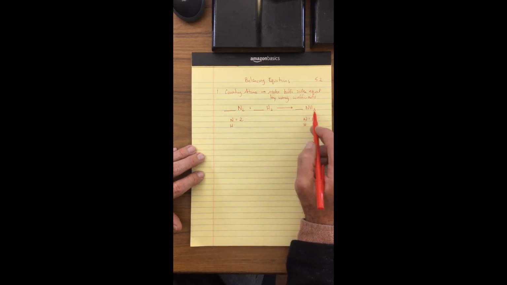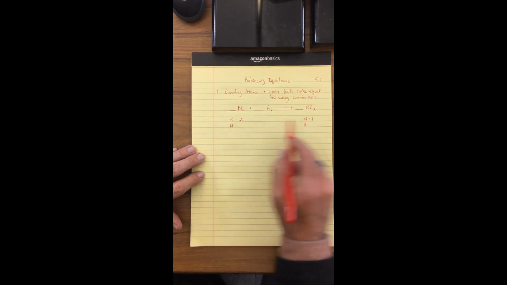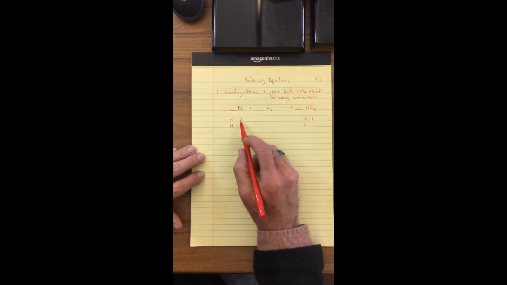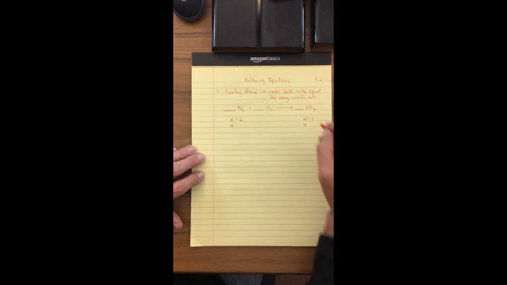Remember, if you don't have a subscript, it means that you truly have 1. It's like in mathematics. If you have 2x plus x, you have 3x. The x implies that you have 1x. So I need to make these balanced. So how do I make these balanced? What's going to be my common factor between 1 and 2? It's going to be 2. So I need to multiply my nitrogen, my 1, by 2 in order to get 2. Now I have 2 nitrogens on each side.